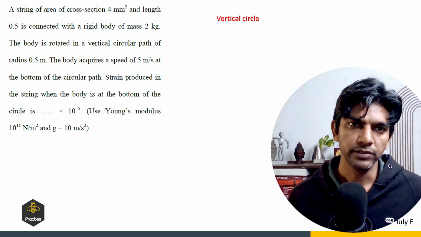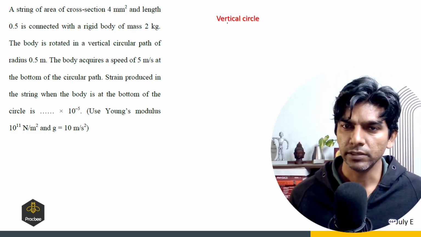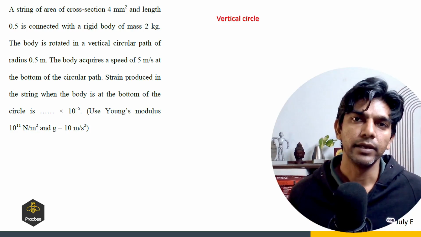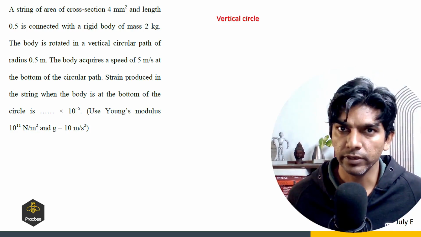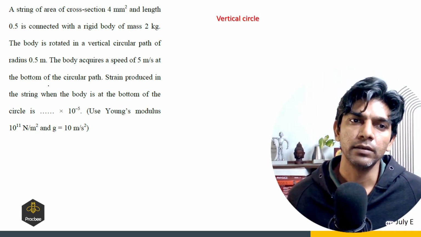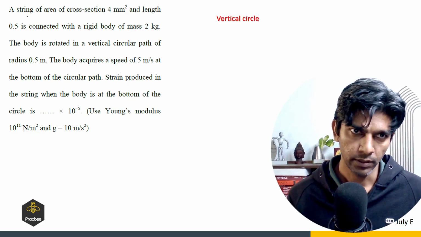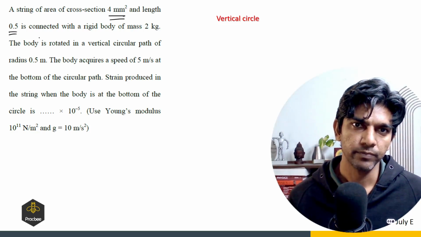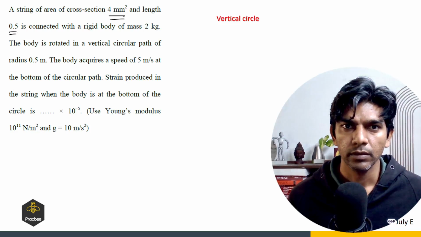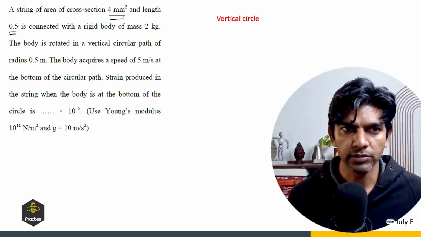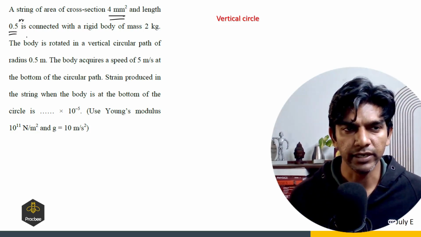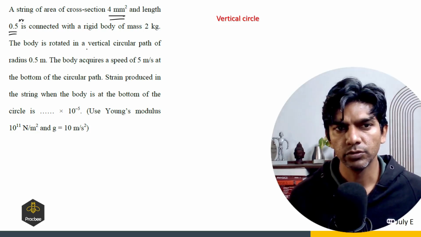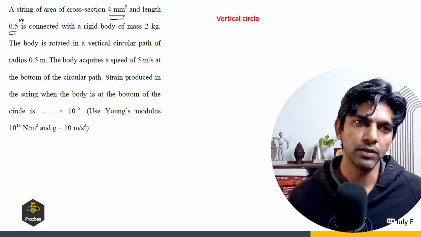Right, so next question is based on vertical circle. Basically there will be a wire which is attached with the mass and then they will ask us what is the elongation in the wire when the block is at the bottommost position. A string of area of cross section 4 square millimeter and length 0.5. Unit is not given, I'm taking it as meter, right? Is connected with a rigid body of mass 2 kg. The body is rotated in a vertical circular path of radius 0.5.